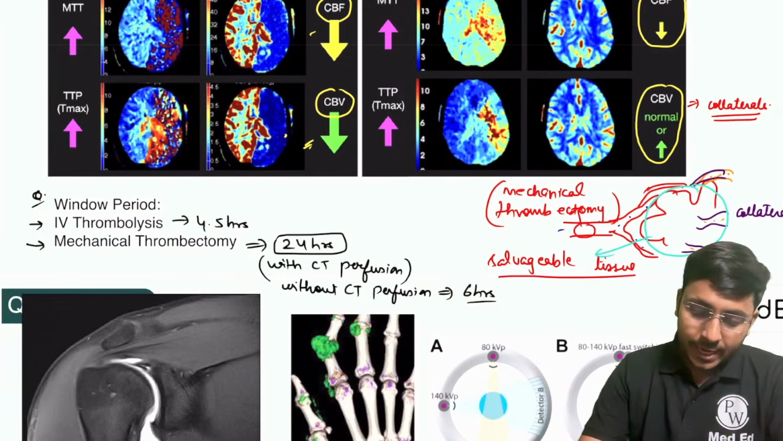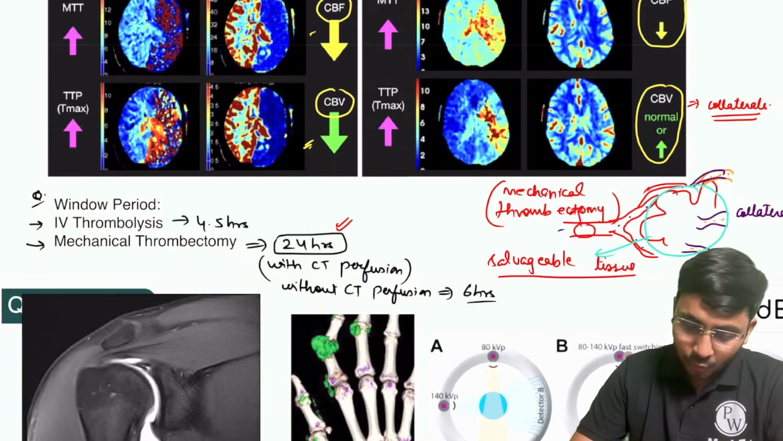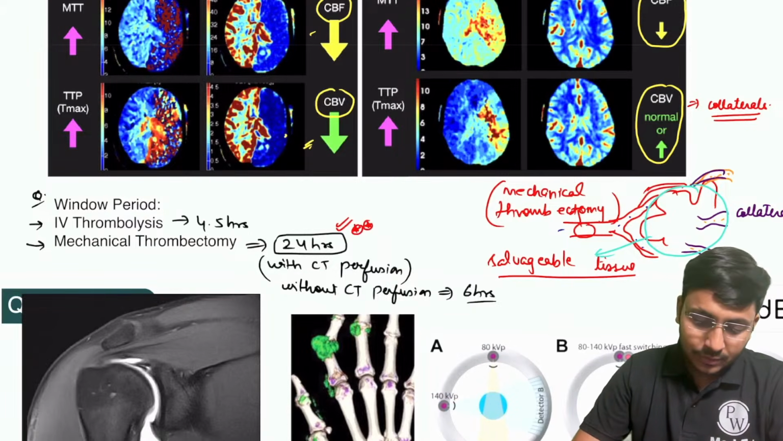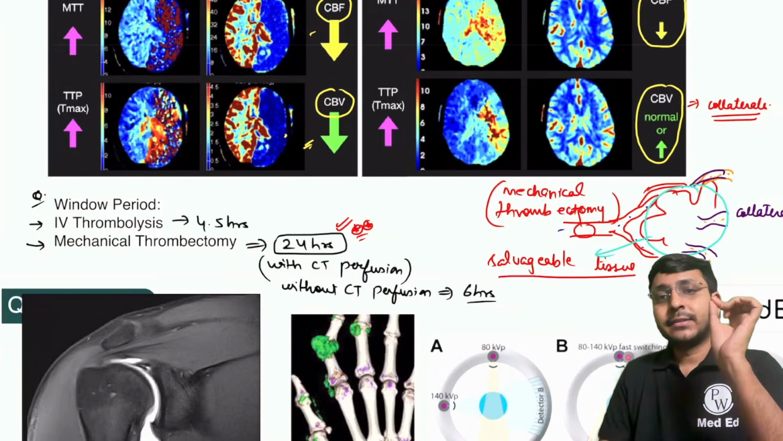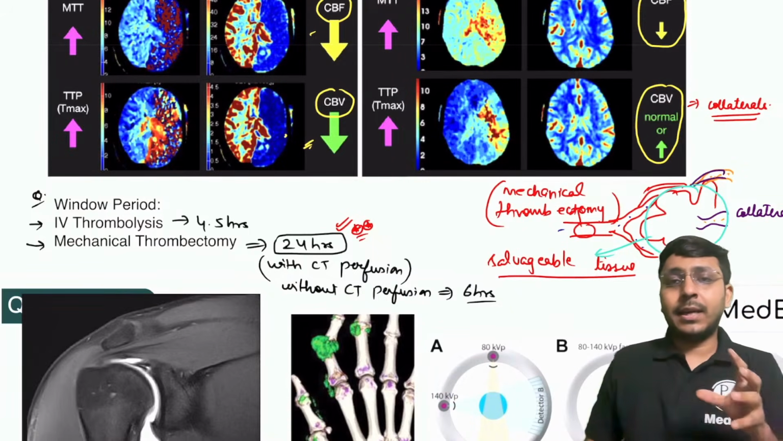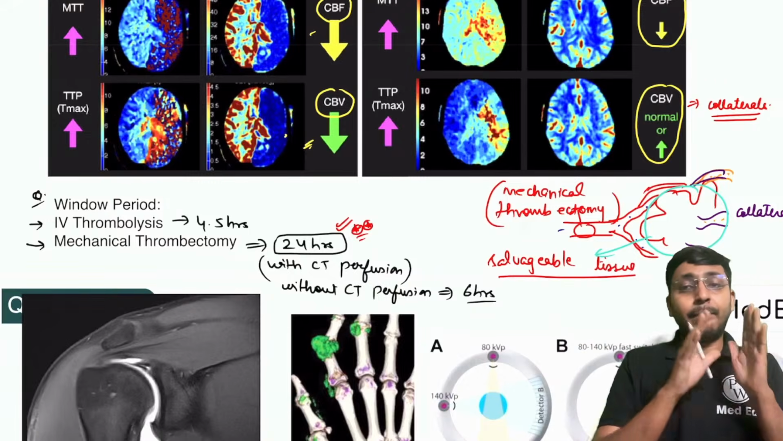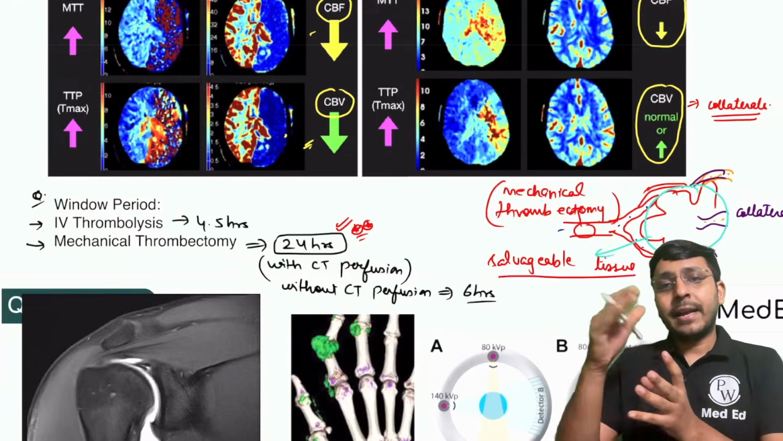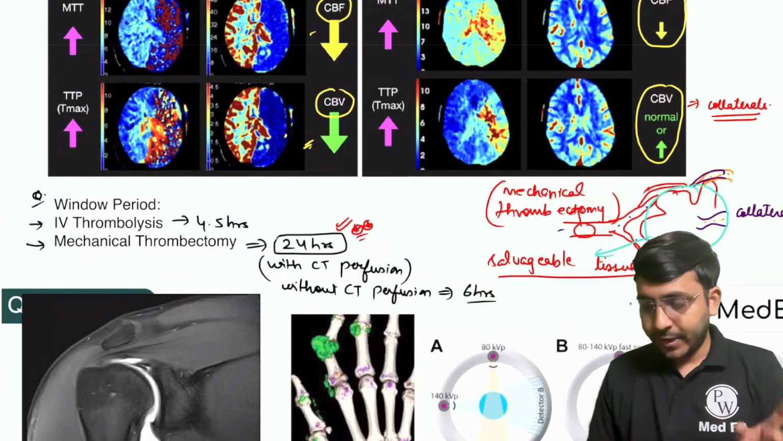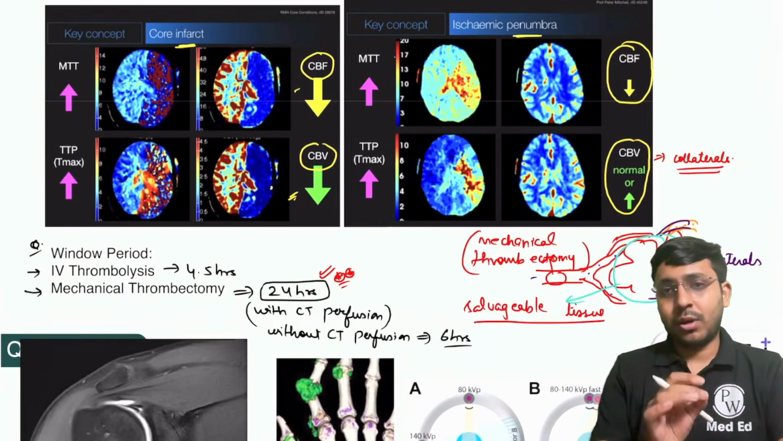So if you have to mark one option, you have to mark 24 hours. 24 hours is the answer. If you see penumbra on CT perfusion, you can save that area up to 24 hours. After 24 hours everything gets infarcted. So very important concept. Very, very important concept.